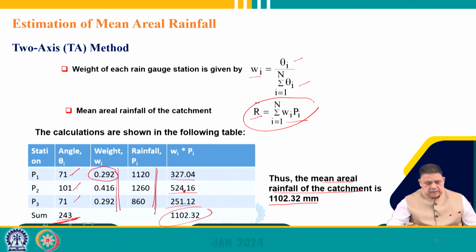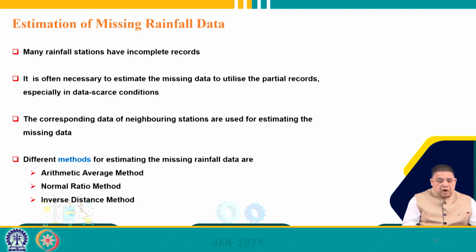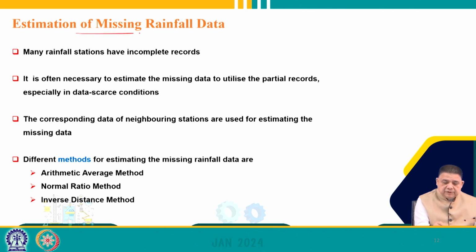So, it appears a little longer, but it can be programmed easily. So, this is a popular method also for finding out the mean areal rainfall. Now, we come to estimation of missing data.